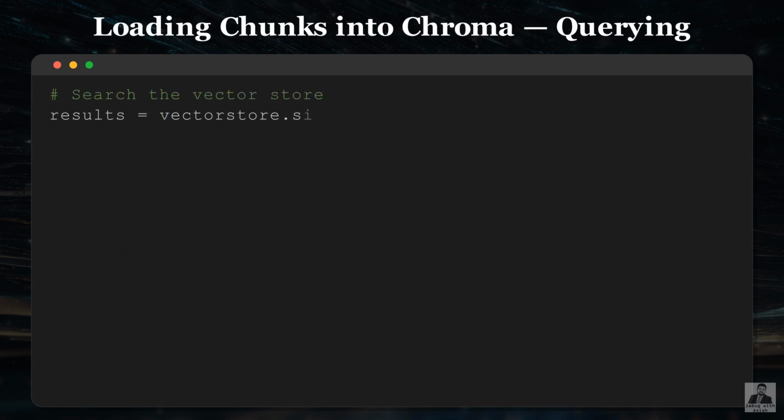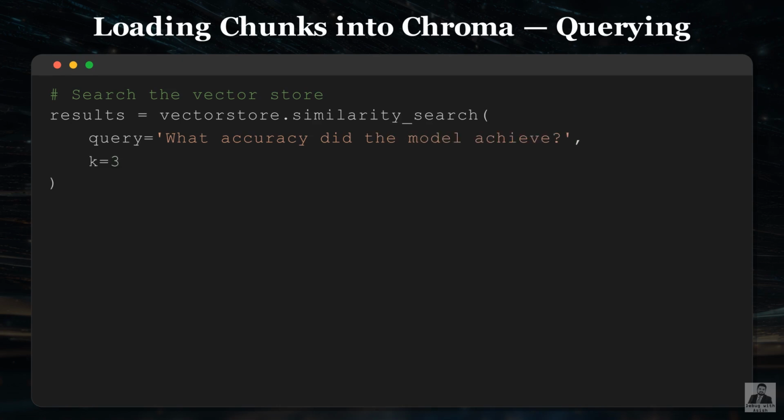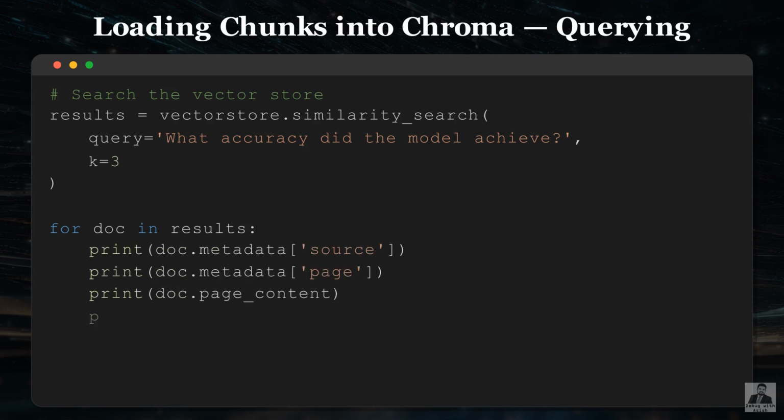Querying is just as clean. We call similarity search on our vector store, passing the query text and the number of results we want. LangChain embeds the query automatically and returns the top matching document chunks. Each result includes the original text and the metadata, so we know exactly which page of which file the answer came from. This is already a complete end-to-end retrieval system.